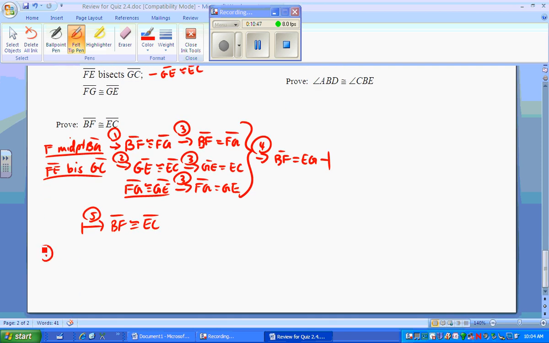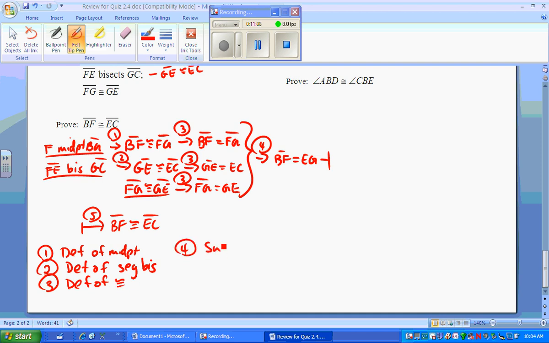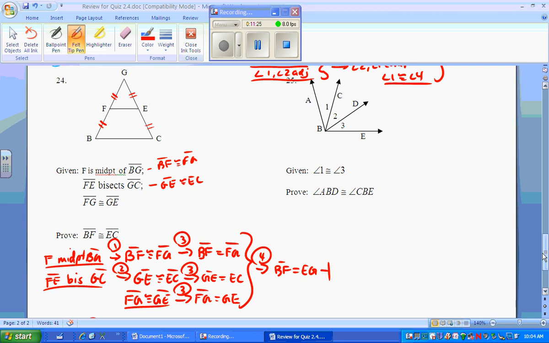What are the reasons? Well, reason 1, we see the word midpoint, so definition of midpoint. Reason 2 is a bisector, so it's definition of, and then we look at it, see segment, so it's segment bisector. All right. Reason 3, we got definition of congruent, because we went from congruent to equals. Reason 4, we said was substitution. And then 4 to 5, we went from equals to congruent, so then we're back to definition of congruent once again. Hopefully that was working better for you.